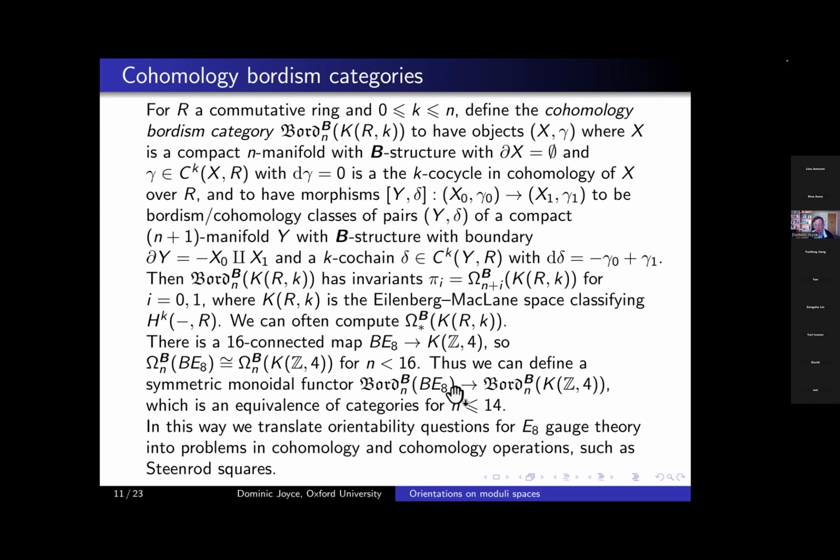And we can define a symmetric monoidal functor from the gauge theory E8 bordism category to the cohomology K(Z,4) bordism category, which is an equivalence of categories if n is up to 14, because we need the bordism groups in dimensions n and n plus 1 to be isomorphic, which we get here for n up to 15. Okay, so in that way, we can translate orientability questions for E8 gauge theory into problems about this cohomology bordism category, which you can express in terms of cohomology and cohomology operations, such as Steenrod squares. So somehow the complicated E8 stuff goes out of the window, and we end up asking questions which we can answer using algebraic topology.